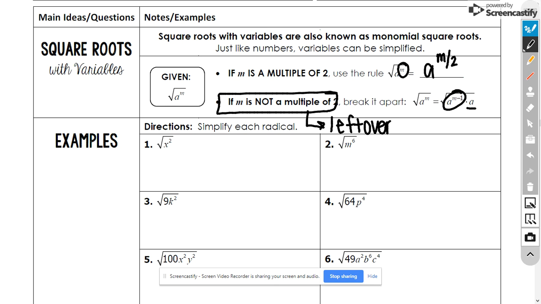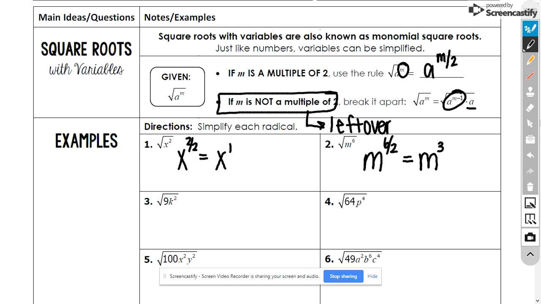So, number 1, this is a multiple of 2. So, I have 2 divided by 2, which is just x1. So, you can put just x or x1. Looking at m to the 6, 6 divided by 2 gives me m to the 3rd. Okay? So, the square root means we're just going to divide the exponent by 2.